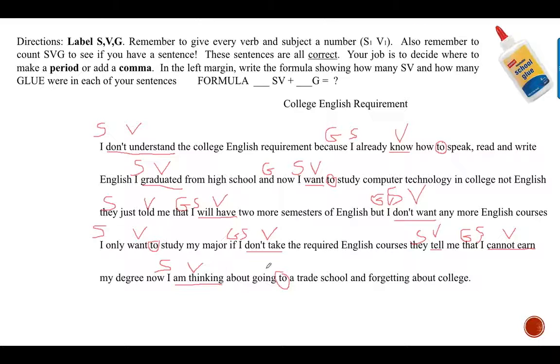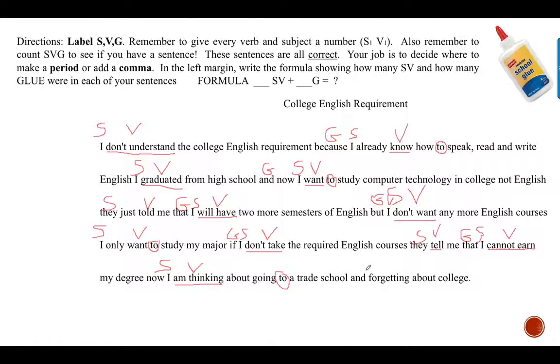So what do we got here? This is actually a gerund. Did you get it? Going, and then a gerund with a prepositional phrase and another gerund. I'm thinking about forgetting about college. It's a little confusing, but this is what English is like.